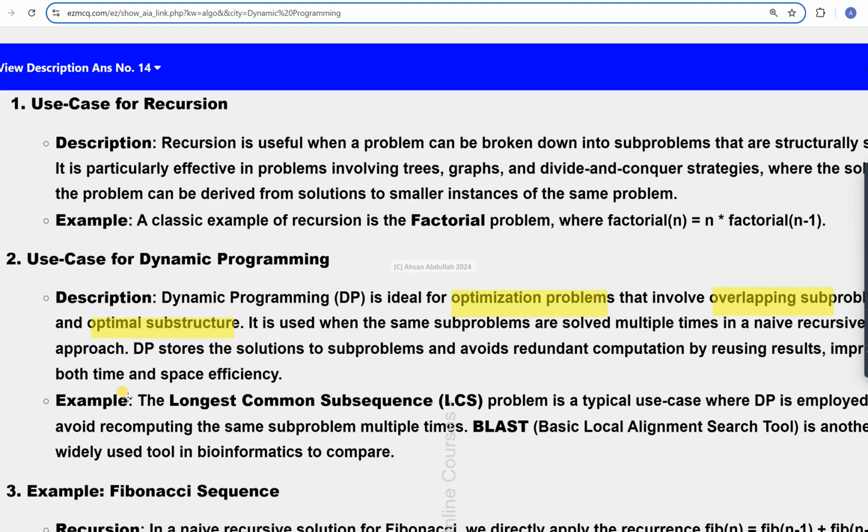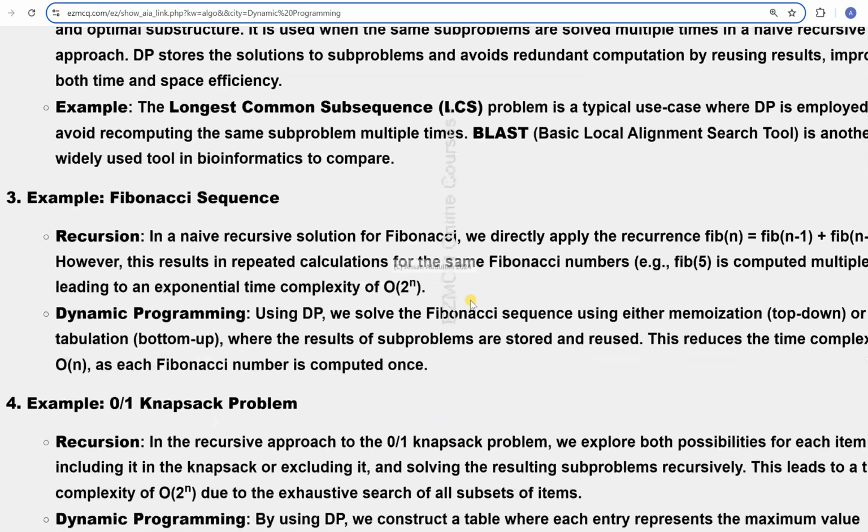A classic example of dynamic programming is the longest common subsequence, for which dynamic programming has been utilized for a long time. There's a tool called the Basic Local Alignment Search Tool, BLAST, which has been used in bioinformatics for decades, a very successful application of dynamic programming. And of course, we can have the Fibonacci sequence. If we directly apply the recurrence, it results in repeated recalculations, and the time complexity is non-polynomial. But dynamic programming reduces the time complexity to order n, a tremendous saving. There's no comparison between these two.